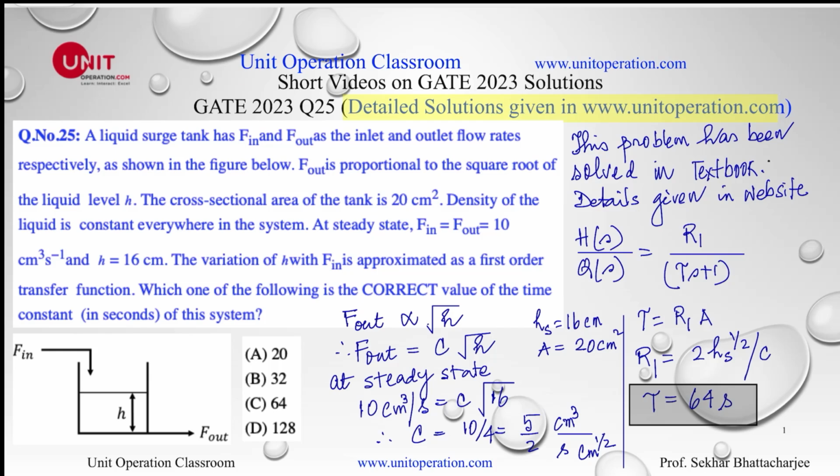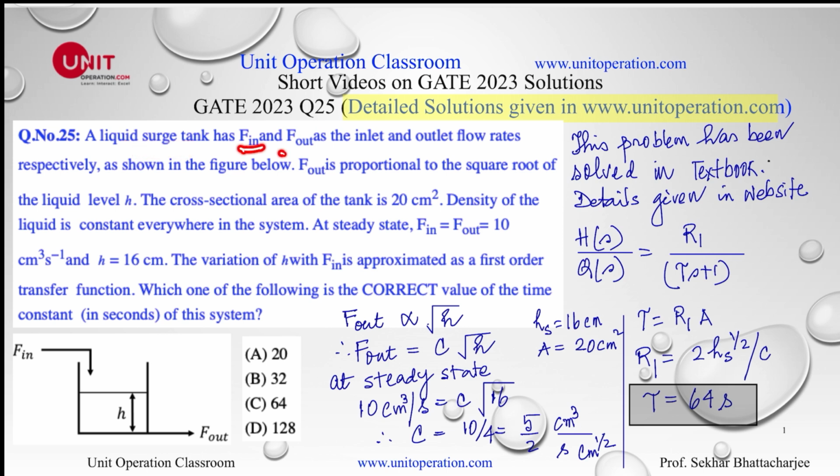Unit Operation Classroom, Gate 2023, Question 25. A liquid surge tank. Surge tanks are usually used to dampen inlet flow rate oscillations. So even if there's a large oscillation in the incoming flow, the flow out becomes much smoother. That's basically a surge tank.